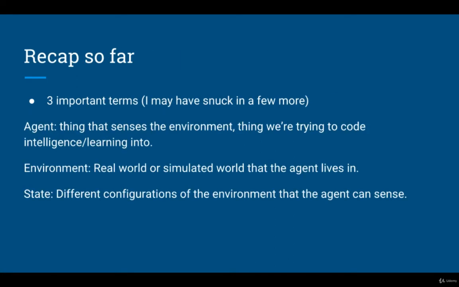Let's recap the terms we've talked about so far. There are 3 of them, and possibly more that I snuck in. The 3 important ones are: the agent, which is the thing that senses the environment and the thing we're trying to code intelligence and learning into. There's the environment. This is the real world or simulated world that your agent lives in. Then there's the concept of state. These are different configurations of the environment that the agent can sense.